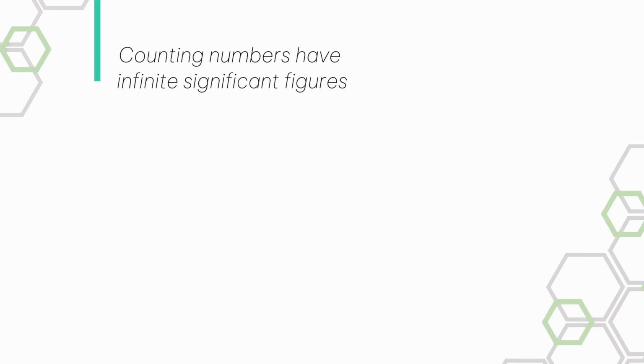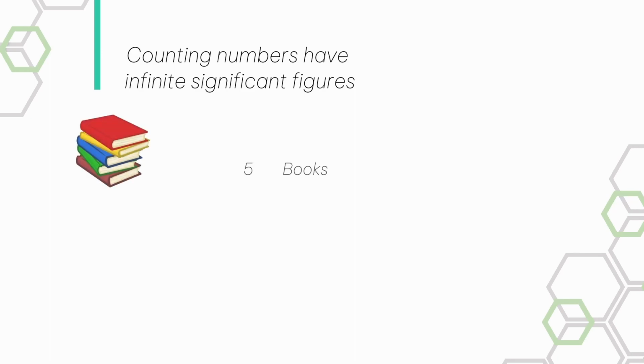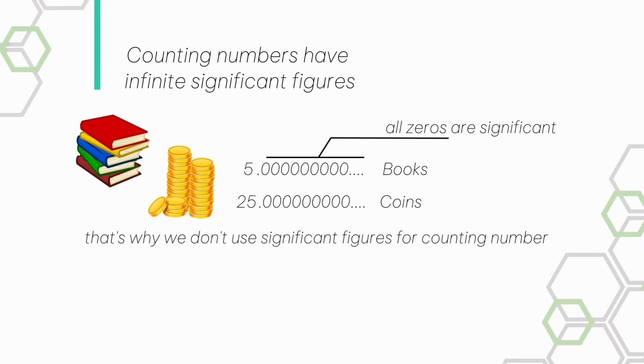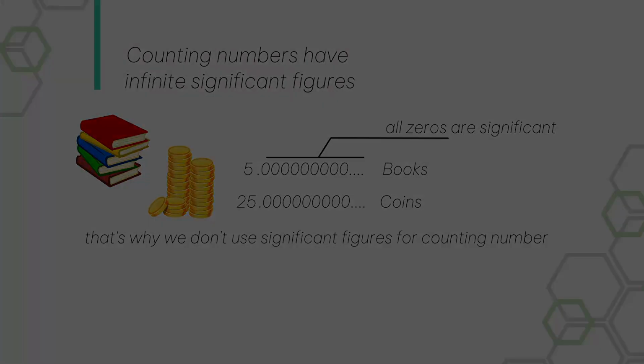The fifth and last rule. Counting numbers like 5 books, 25 coins contain infinite significant figures, because we can put infinite zeros after the decimal in these numbers. And according to the fourth rule, all those zeros after the decimal point and a non-zero digit are significant. So for this reason significant figures are not used in counting numbers, because they contain infinite significant figures.